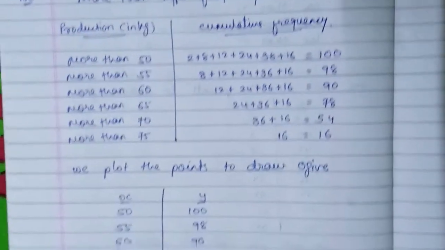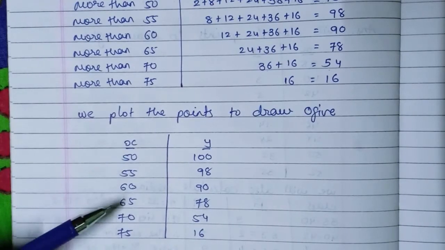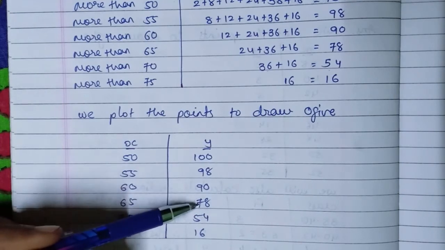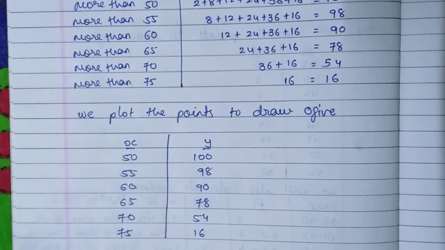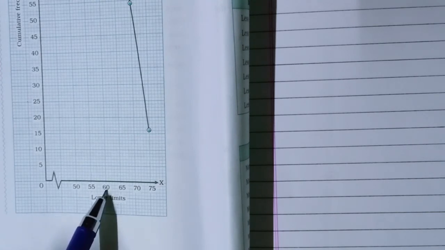Now we have understood about plotting the graph. So we need x and y. x is equal to 50, 55, 60, 65, 70 and 75. y is equal to 100, 98, 90, 78, 54 and 16. Now we can plot this on the graph. Here we write the lower limits and draw the nick: 50, 55, 60, 65, 70 and 75. Here we are writing 5, 10, 15, 20, 25 up to 100. So on the y-axis we are drawing till 100.